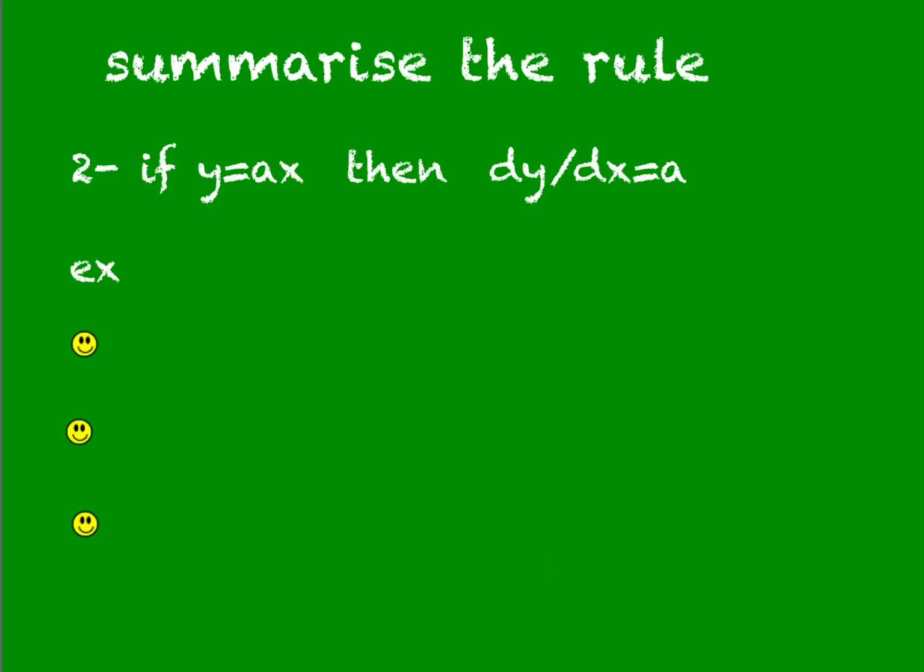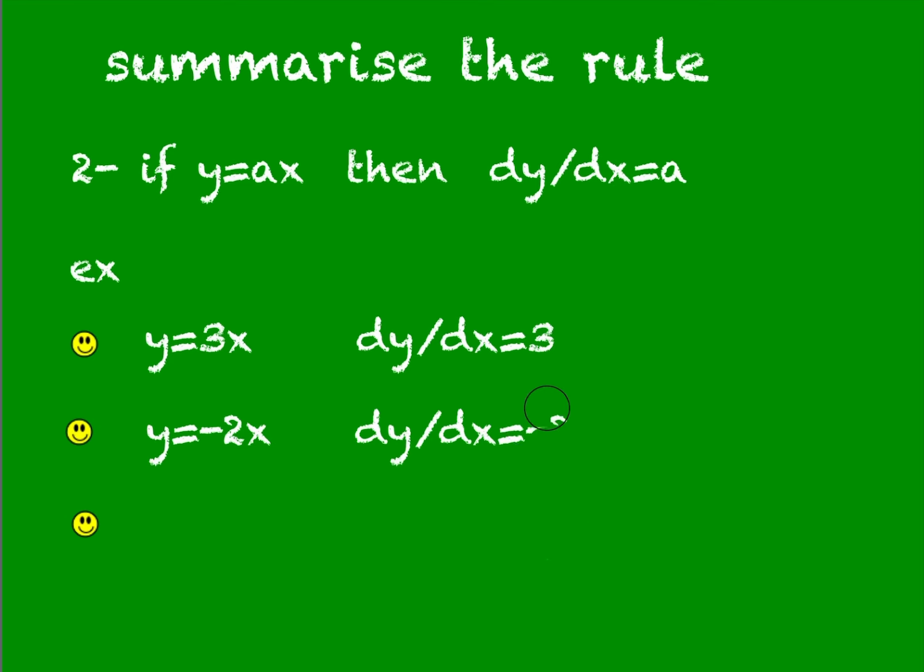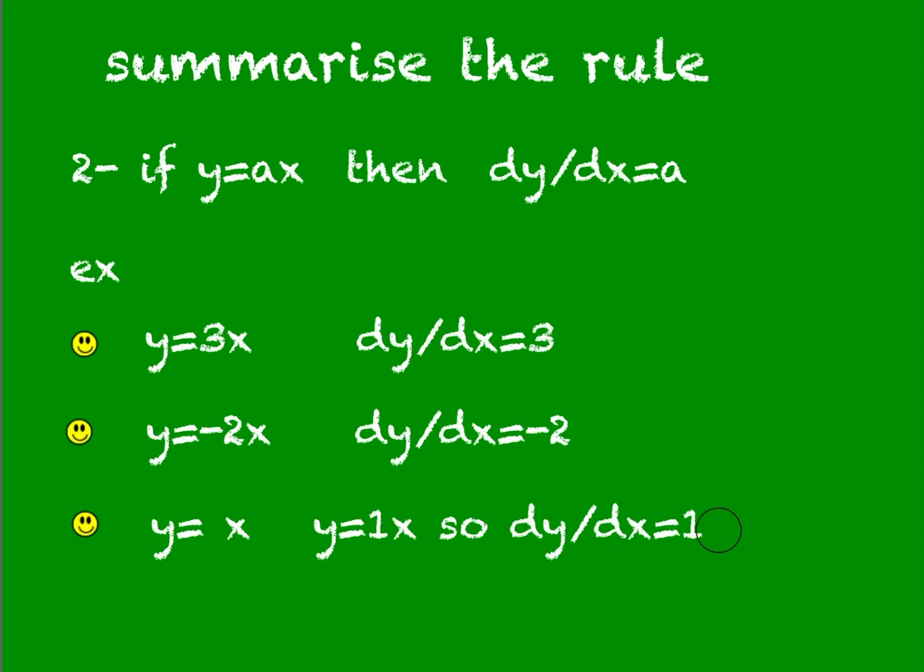y equals a times x. What is the derivative of this function? Just the coefficient of x, okay? For example, y equals 3x. dy over dx, it means the derivative of y equals 3. If the function is negative 2x, it doesn't matter, regardless of the coefficient, we just put the coefficient of x as the answer. Or the third one, just x. What is the coefficient of x? I think you know, there is 1x, so the derivative of y with respect to x is going to be 1.